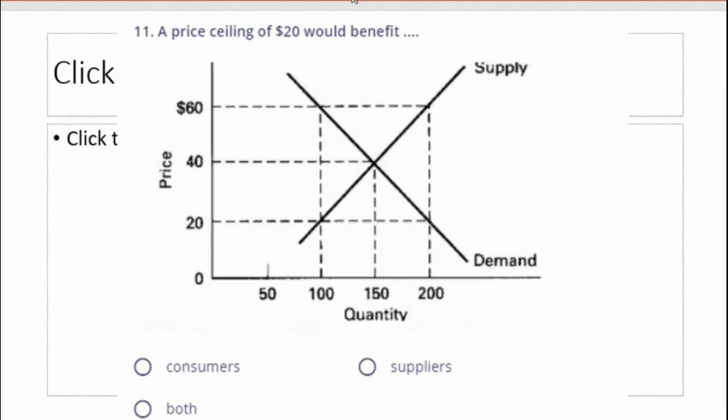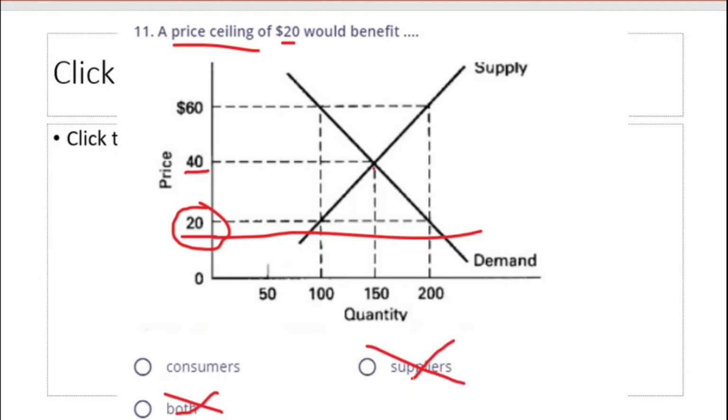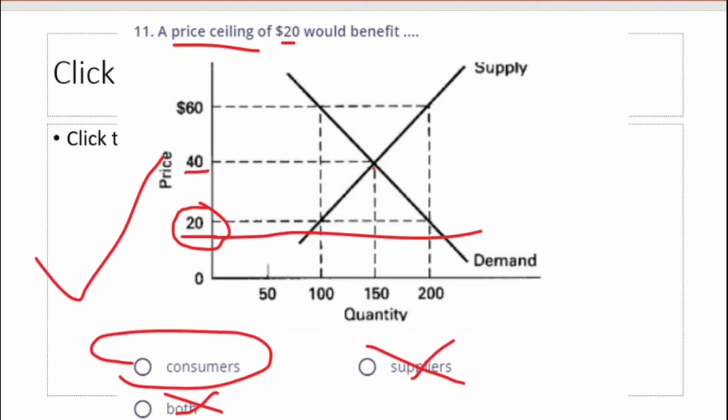All right, you have this, and I'll just get a pen once again. The question is, the price ceiling of $20 would benefit blank. There's this $20, so you can see the equilibrium price. This is the price ceiling. Remember, that's located below the equilibrium price, and that's the maximum price, and it's mandated to the producers. Under a price ceiling, producers are not allowed to charge more than the maximum price. Therefore, that's to benefit not themselves, but the consumers or the buyers. So, correcto.